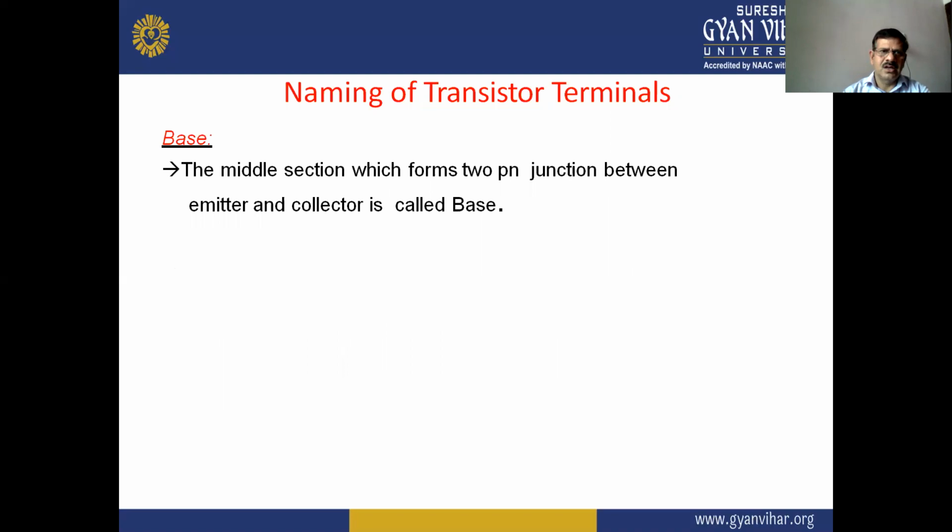Now we discuss the base terminal, that is the third terminal of the BJT. The middle section, which forms the two PN junctions with the emitter and collector, is called the base. So this is the middle section of the two PN junctions, that is, between the emitter and collector. This is the base terminal.